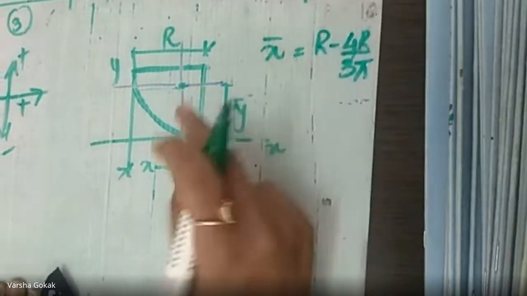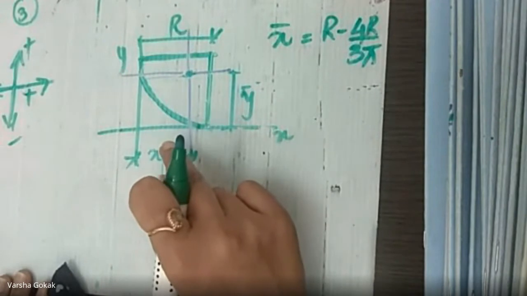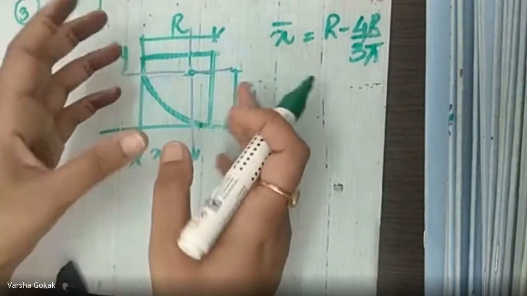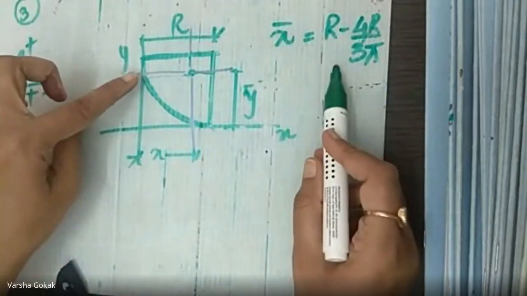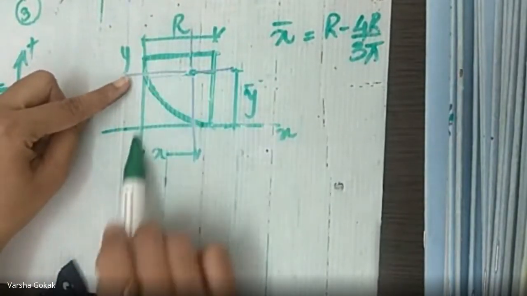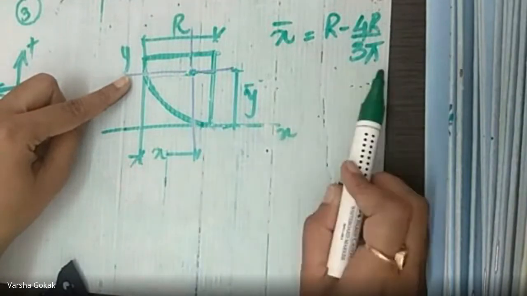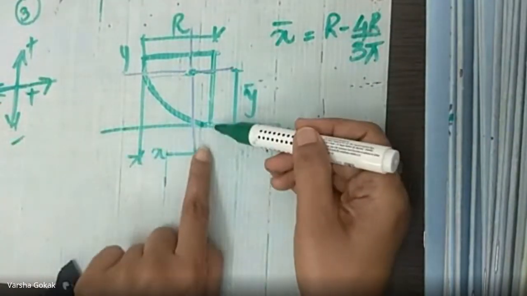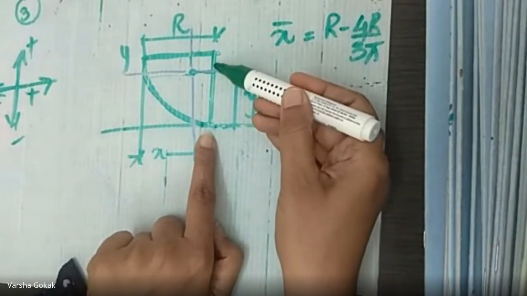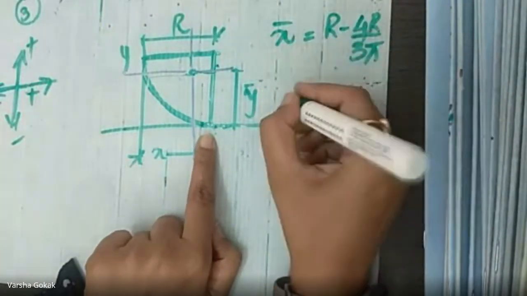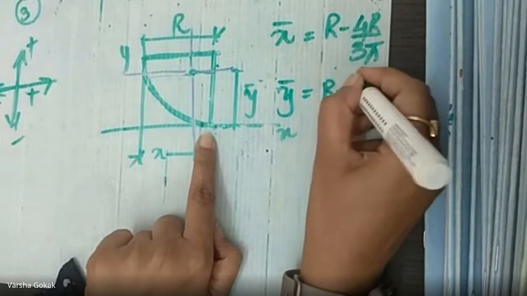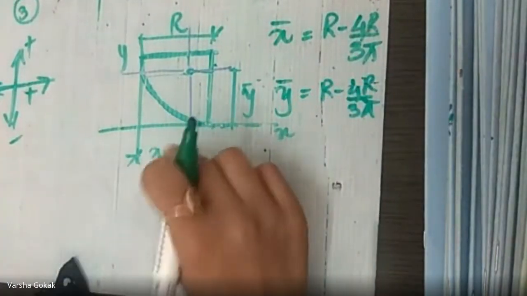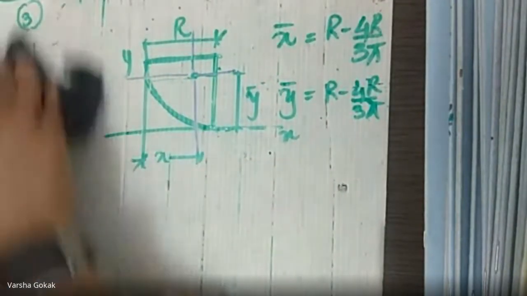You have numericals like this. If you know that this is 4r by 3 pi, however they place it, you should be able to write this. Because they will give you a reference axis, and with respect to the reference axis, I have to write the distances. Now y bar, it is also from here to here. That is nothing but r minus 4r by 3 pi. Correct? So these are your x bar and y bar in case of a quarter circle.